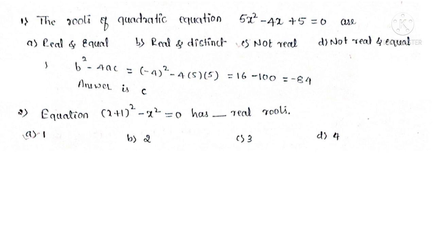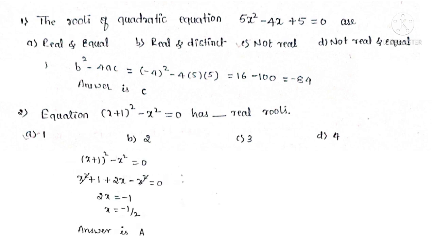The next question is: x plus 1 whole square minus x square is equal to 0 has dash real roots. Option A 1, option B 2, option C 3, option D 4. Here we have to find the number of roots for the given equation. x plus 1 whole square minus x square is equal to 0 is the given equation.